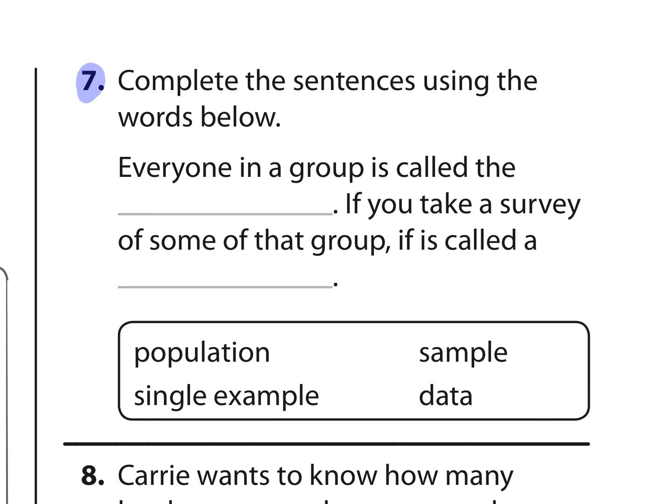Number 7, complete the sentences using the words below. Everyone in a group is called the population. It is everybody. If you take a survey of some of that group, it's called a sample. We're just finding part of the group, which is always called the sample.